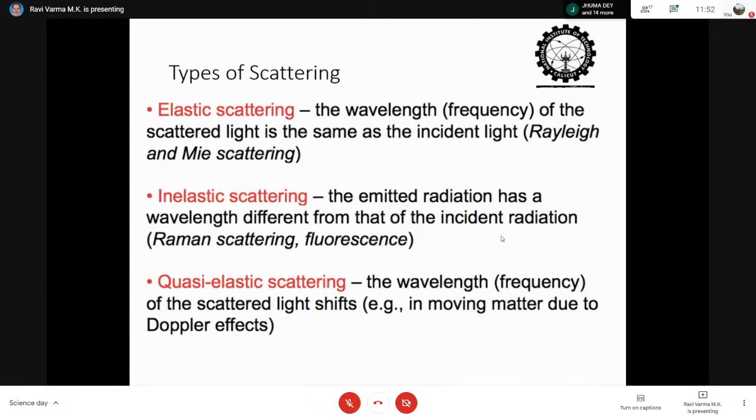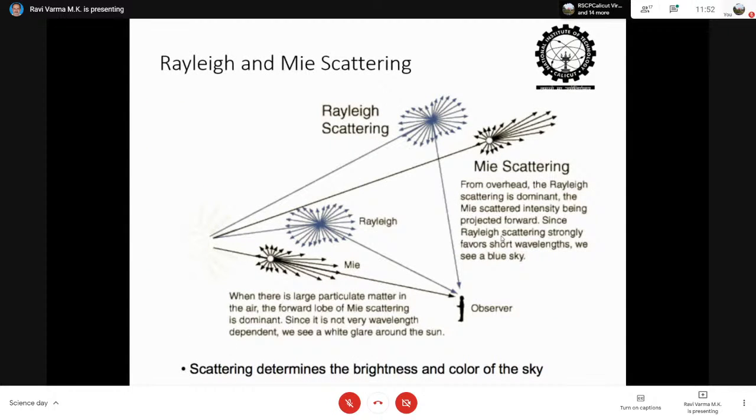Then Raman scattering: C.V. Raman discovered the Raman effect. Raman scattering is an inelastic scattering. Just to give you an idea, inelastic means incoming light has a different frequency than outgoing light. The wavelength changes, the light changes color when it goes out.